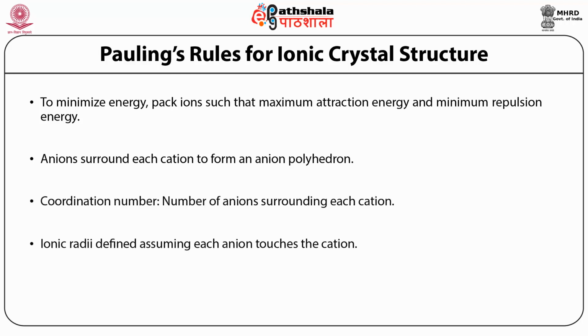The anions are therefore assumed to be touching the cations, and the number of anions surrounding the cation is called the coordination number. This number depends on the ratio of the radius of the cation to the radius of the anion.